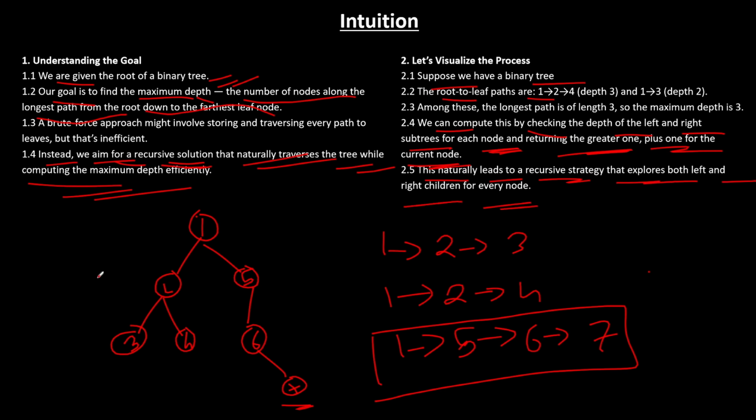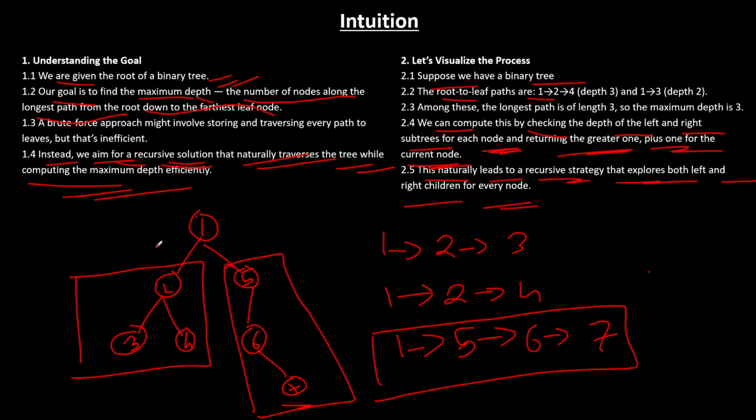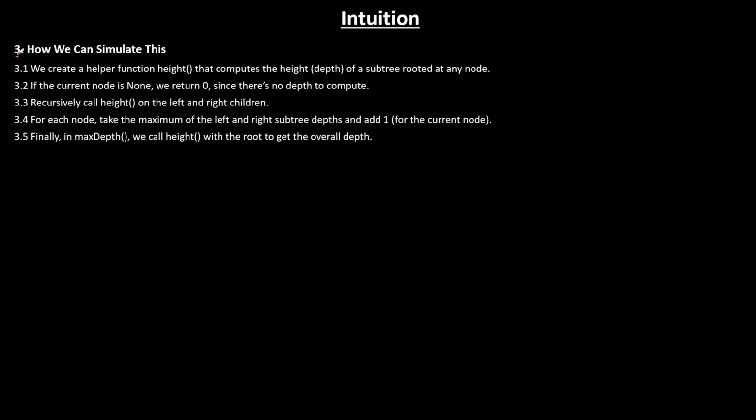Okay, so this is the thing which we understood. We could just take the left maximum depth and the right maximum depth. We could figure out how we will find that depth, and whatever the maximum is, left or right, we just add one to it because of the node from which we are taking out the left and right and returning. Fine. Now, how can we simulate this?